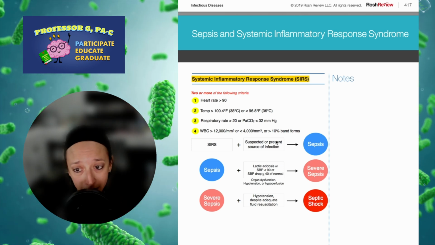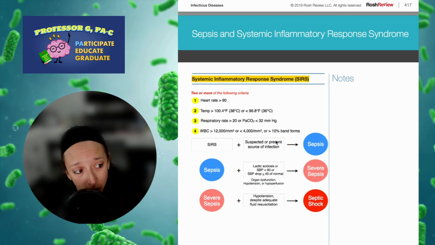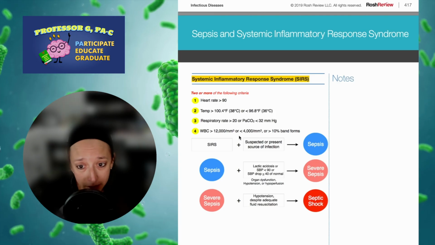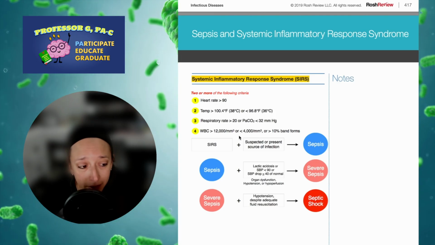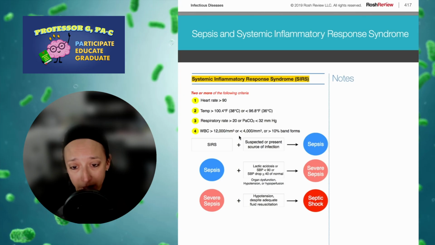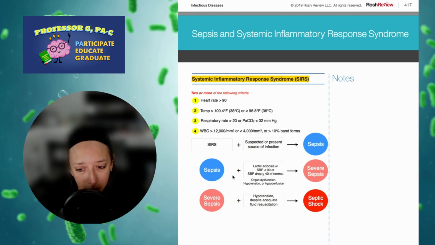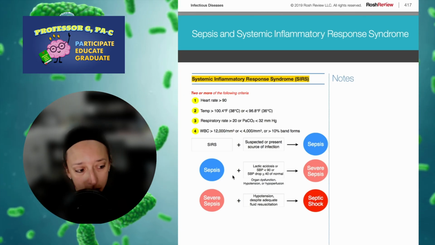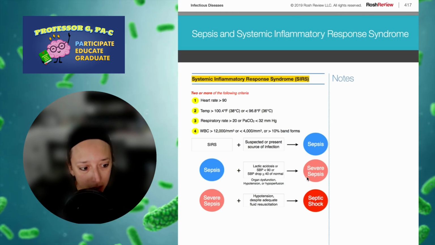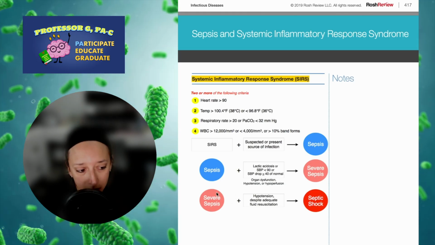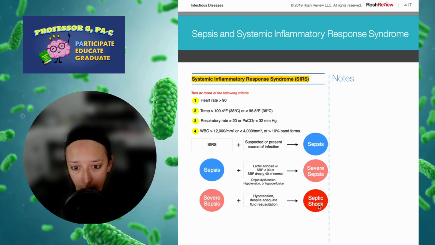When SIRS is caused by a confirmed infection, we call it sepsis. Severe sepsis involves evidence of organ dysfunction like an elevated lactate, altered mentation, or hypotension. Septic shock occurs when hypotension persists despite fluid resuscitation. So there we have sepsis, severe sepsis, and from severe sepsis, we go on to septic shock.